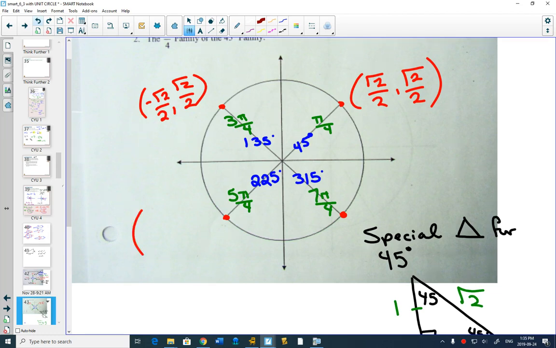And this one down here, negative root 2 over 2 and negative root 2 over 2. And finally here, your x-coordinate would be positive, your y-coordinate would be negative.